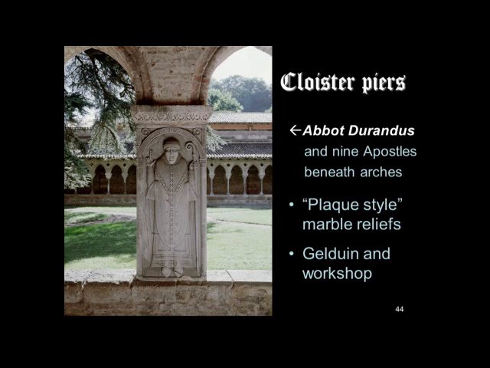Here we have Abbot Durandus, and then on other piers there are the apostles, only 9 of them. They all are beneath an arch that frames them. And you'll notice that this is a very shallow relief, and the style hopefully reminds you of the plaque style from Toulouse. So it is believed that these were carved by Gueldin and/or his workshop. I'm certain there's a workshop there.